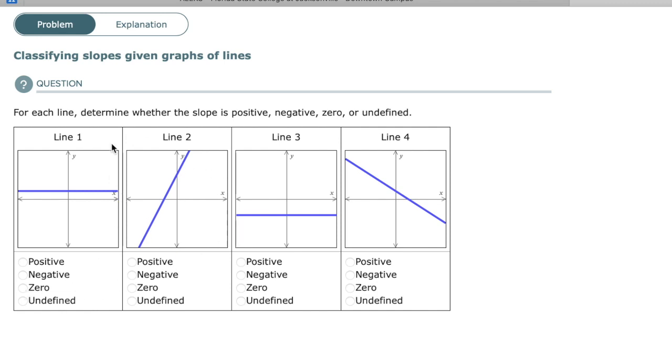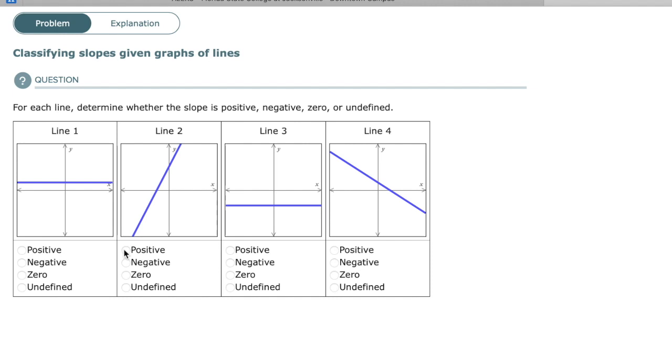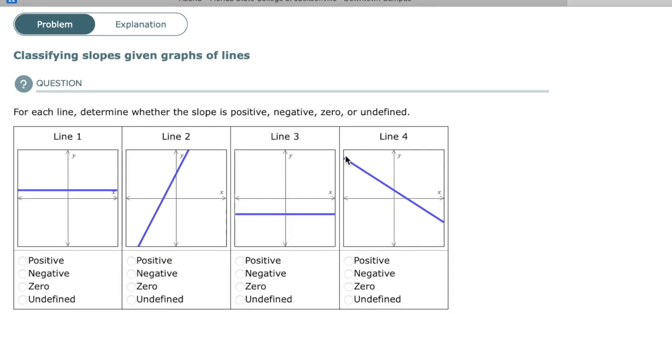This line here, if you look at it, and remember, we're always looking at the line starting on the left and going to the right. To determine if the slope is positive or negative, you have to analyze the direction from left to right. If the line goes up, the slope is positive. And then this line here, if you look at it from left to right, this line goes down, meaning it's descending or decreasing. So the slope is negative.